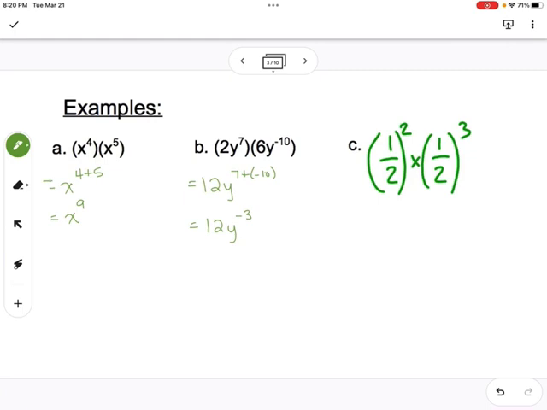The last one here, we have 1/2 squared times 1/2 cubed. Our base is the same. They are both 1/2. Multiplying in between, so we can add our exponents. So that's 1/2, and adding the exponents, 2 plus 3. So we get 1/2 to the exponent 5.